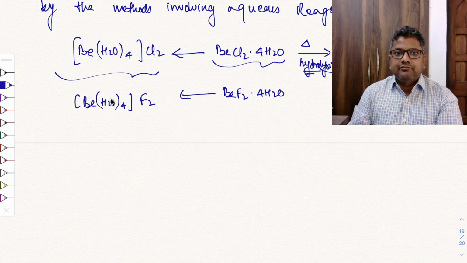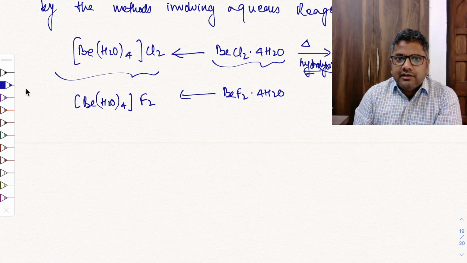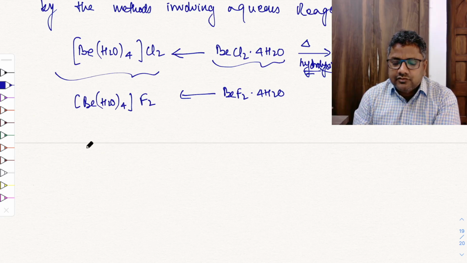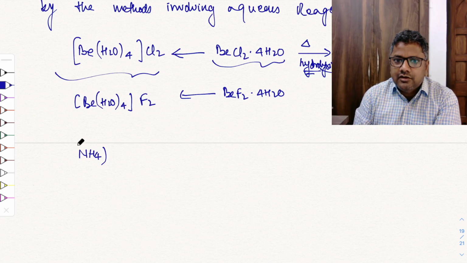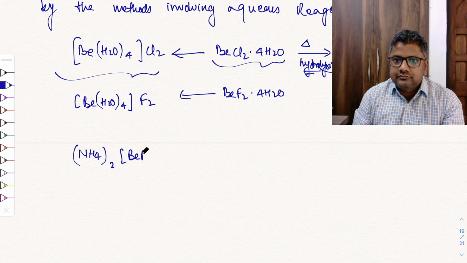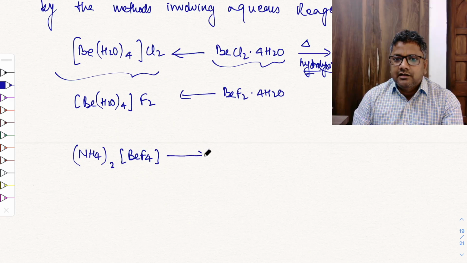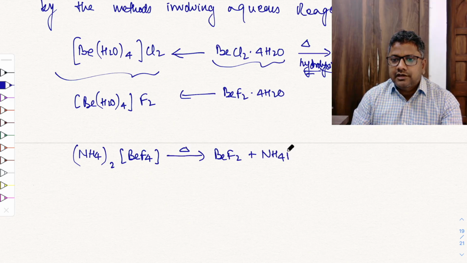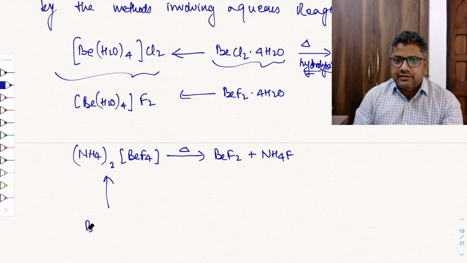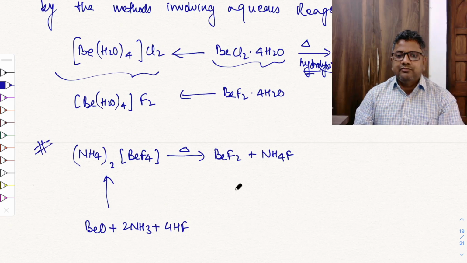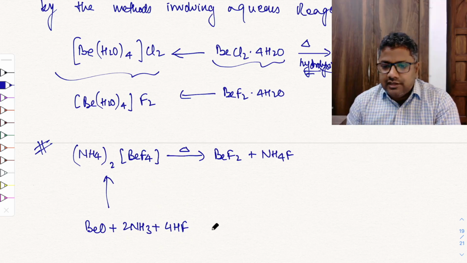See, some other methods of preparation of beryllium halides. For example, if you want to prepare beryllium fluoride, you can heat this (NH4)2BeF4. If you heat this compound, you will get anhydrous beryllium fluoride plus NH4F, and this you can prepare by reaction of beryllium oxide plus 2 ammonia plus HF. So these are some effective methods of preparation of beryllium halide, right? Beryllium oxide, ammonia and HF.